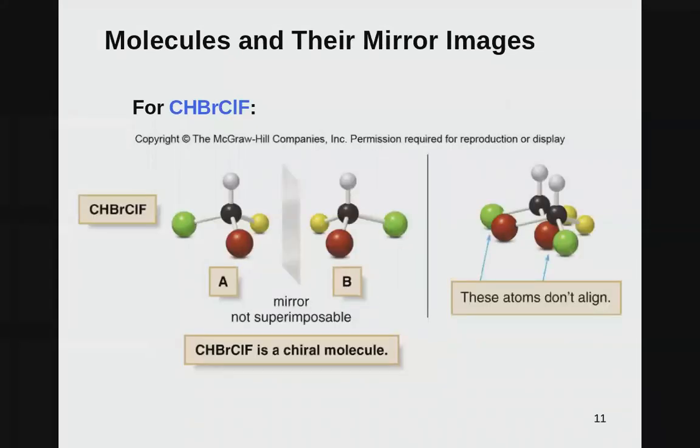So let's step up the difficulty slightly. CH2BrClF. So, carbon bound to 3 halogens. Fun stuff. Now, we take the mirror image of this molecule, again flipping it just like over this axis.